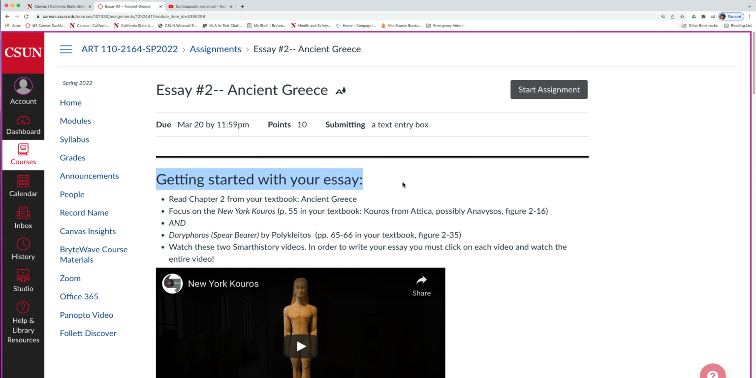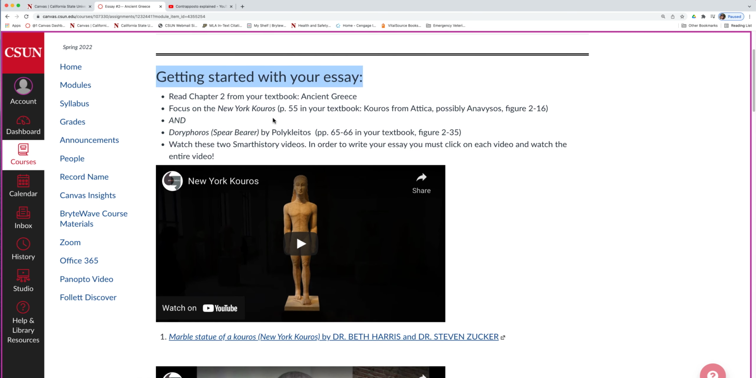To get started with your essay, you want to read Chapter 2 from your textbook, and you're going to focus on 2 pieces of art. You're going to focus on the New York Choros, which in the paper book is on page 55. It's called The Choros from Attica, and it's figure 2-16. And the Doryphorus, or the spear bearer, by the ancient Greek artist Polykleitos, which is on pages 65 to 66 in your textbook, and it's figure 2-35. There are 2 areas that you can read about the Doryphorus, so make sure you read both of those.